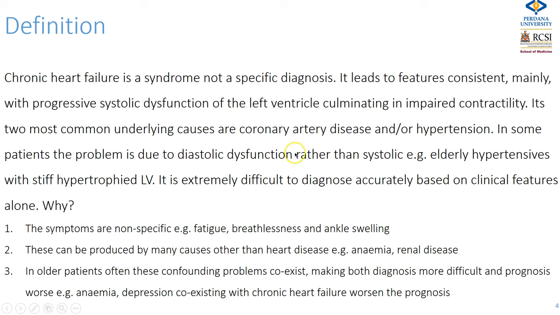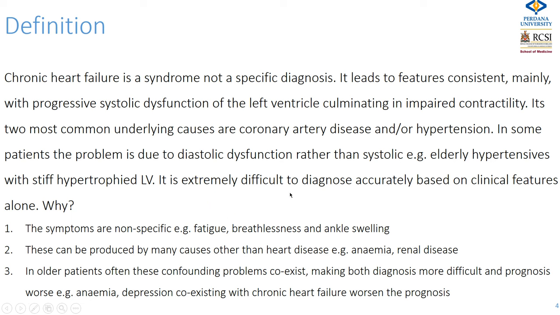In a smaller number of patients, 30% maybe, the problem isn't systolic dysfunction and contractility, but diastolic dysfunction and failure to relax the left ventricle. This occurs most commonly in elderly hypertensives with stiff hypertrophied left ventricles because of chronic sustained hypertension.